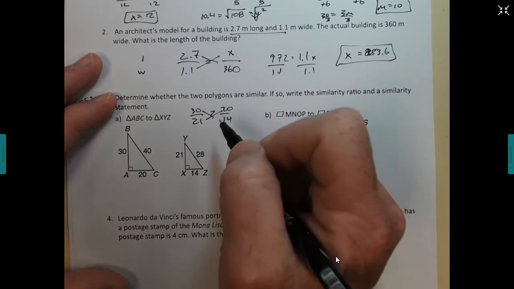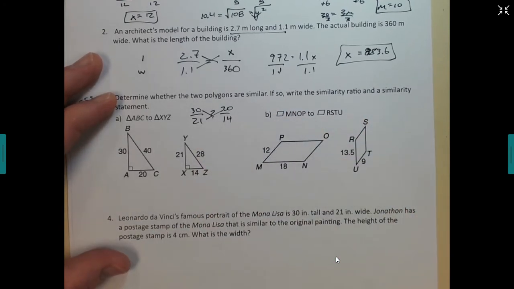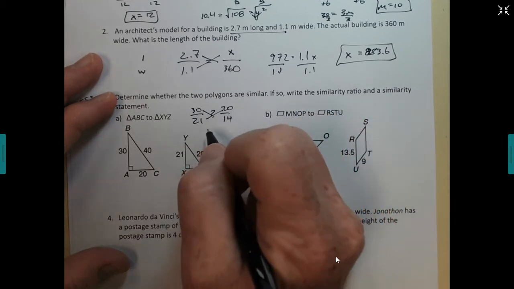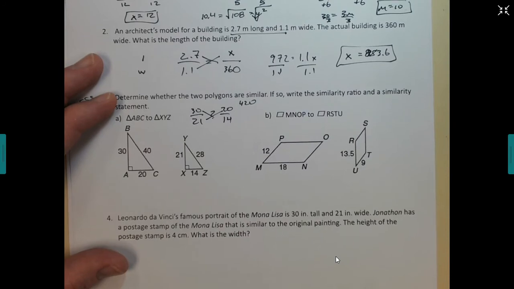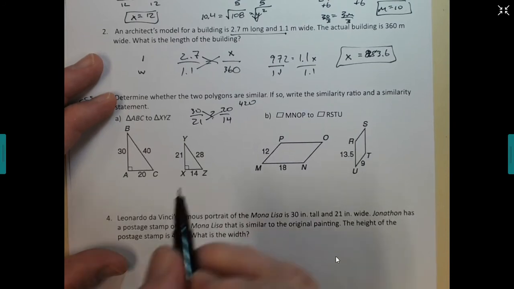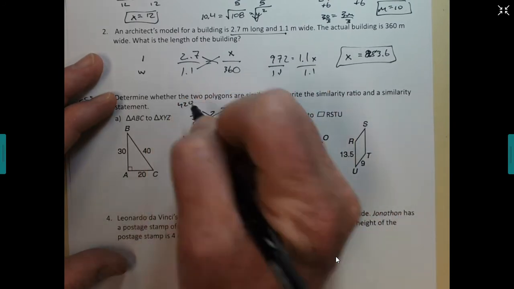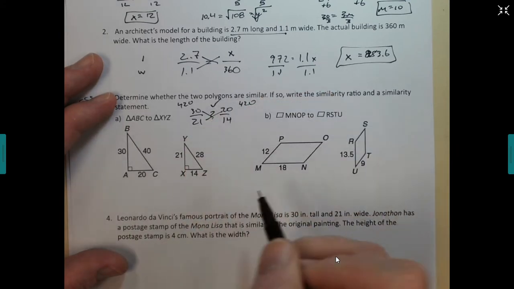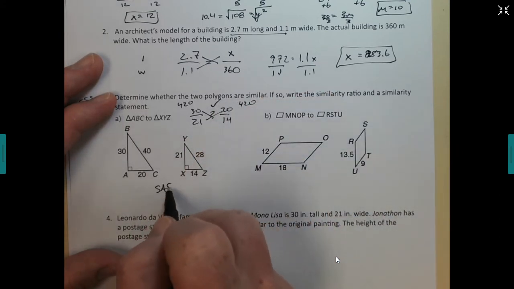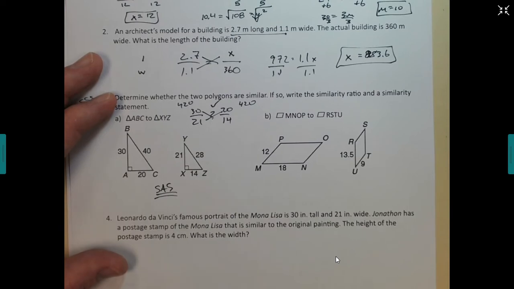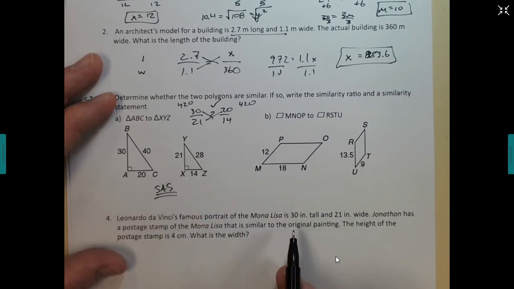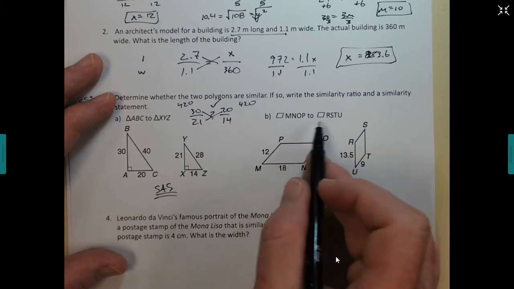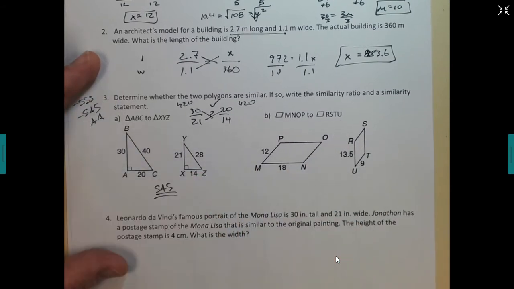All right, 21 times 20 is going to be 420. 14 times 30 happens to also be 420. So this does work. I investigated it, and here's my shortcut, since I knew that angle A was the same as angle X. Okay. Now here, I'm comparing these two, so I can't use a shortcut.